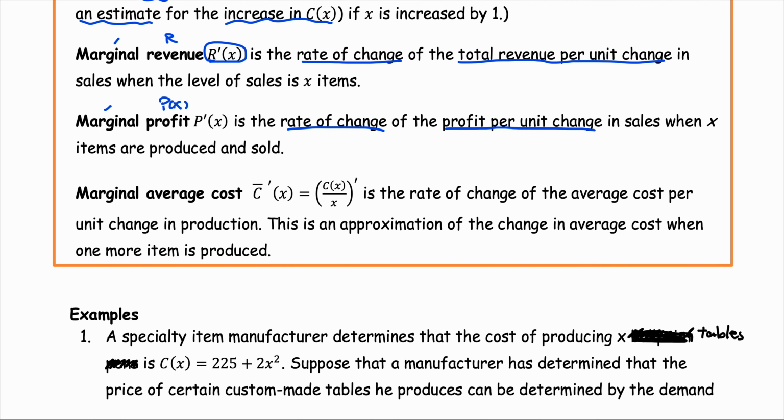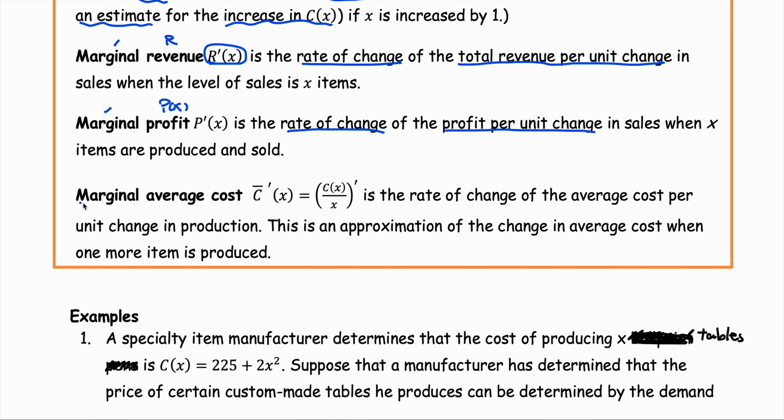The last one is a very tricky one. Yes, we now know that marginal means a derivative of what? Of the average cost. The cost itself is C, the average means the bar, so we are working on the derivative of the C bar. First, you have to find the C bar, or the average of the cost function, which is C over x, and then find the derivative to represent the marginal average cost. It is the rate of change of the average cost per unit change in production.